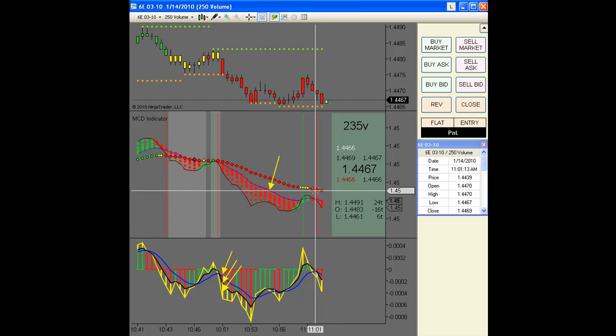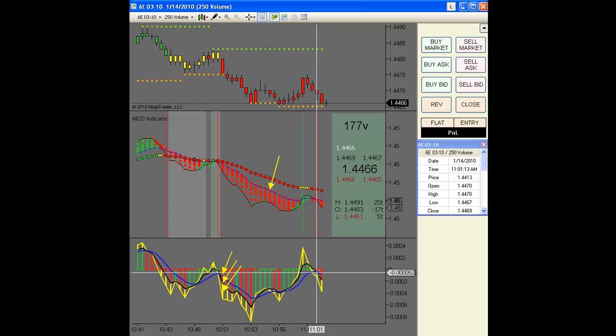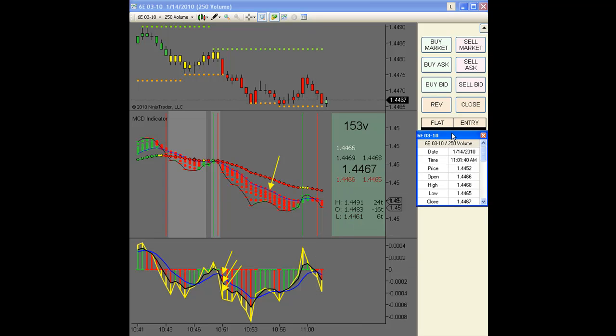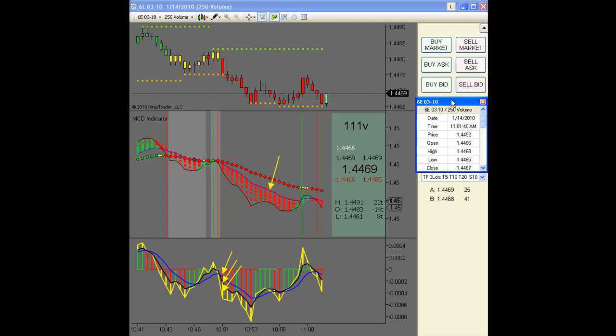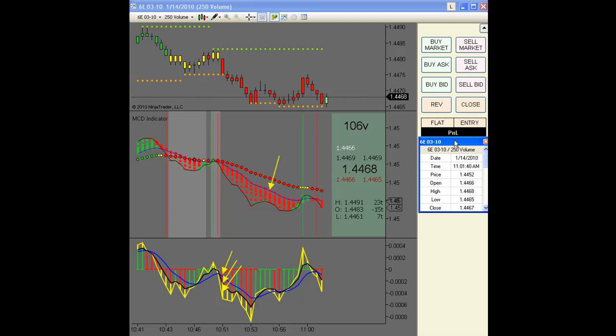Look for another pullback here. Here's a crossover again, which is not bad, but look at it, it might not be a bad entry. Let's wait for a pullback here. I think we're running the Russell strategy at 5, 10, 20, so we can stick with that.